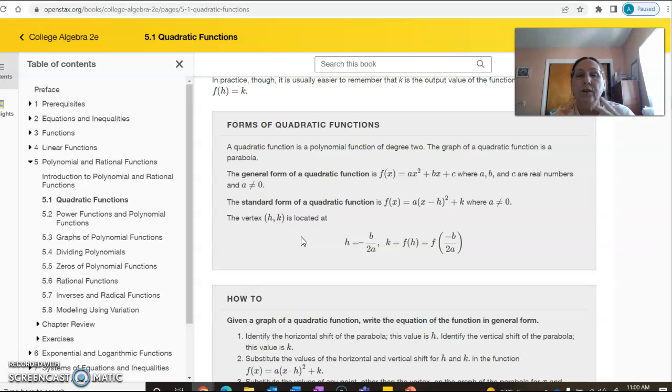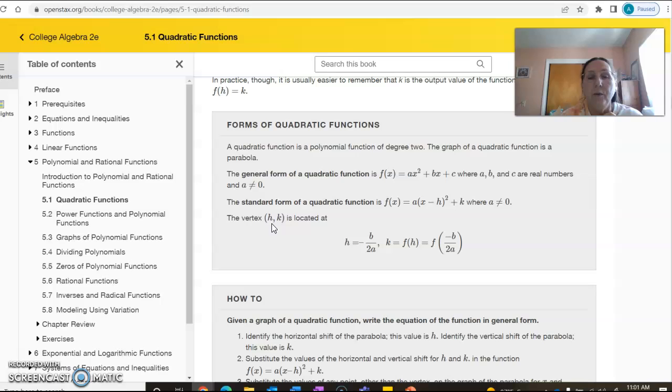Okay, there's two different equations that you could have for a quadratic function. You could have the general form of a quadratic, and that's ax squared plus bx plus c, where a, b, and c are real numbers. We don't want to deal with complex numbers here. The second one is called the standard form, and that's a times the quantity x minus h, quantity squared, plus k. h and k are your vertex, okay? And notice that h is negative here, but your vertex is positive, okay?